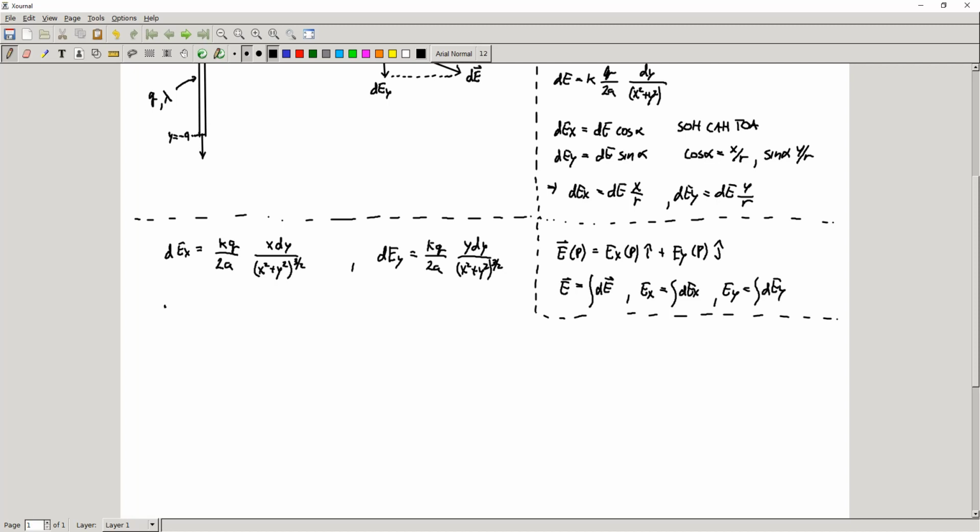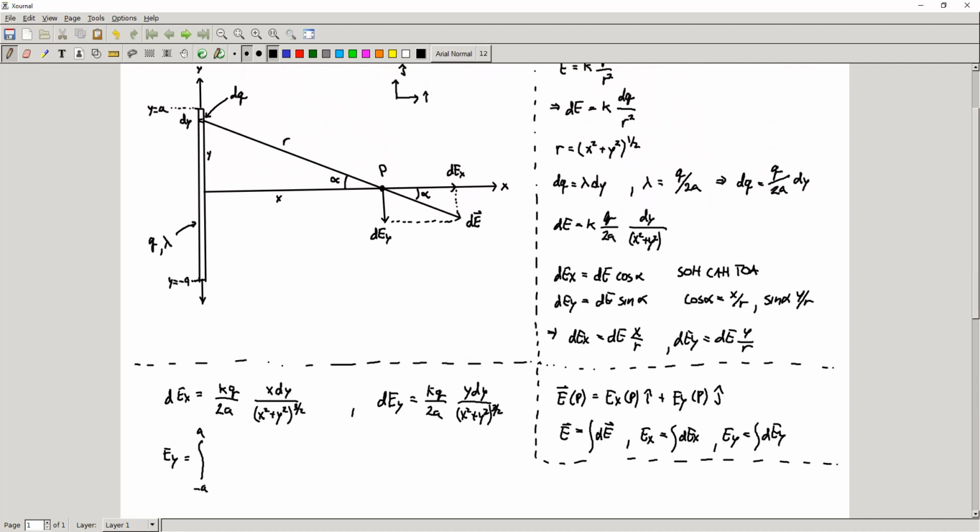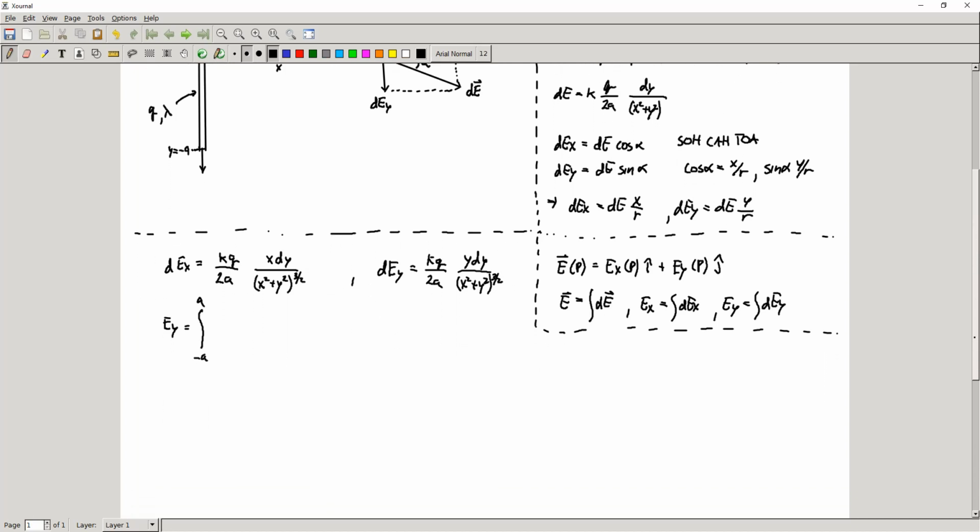So we're going to want our Ey, and the way we're going to get that is we're going to integrate from minus a to a, right? So we're integrating over y here, and on the diagram we can see we have to go from minus a all the way up to a. Excuse me. And so let me write out the integral. We're going to end up integrating this one here. And so what do we have? We have kq over 2a y dy over (x squared plus y squared) to the 3 over 2, right? And so we can clean this up.